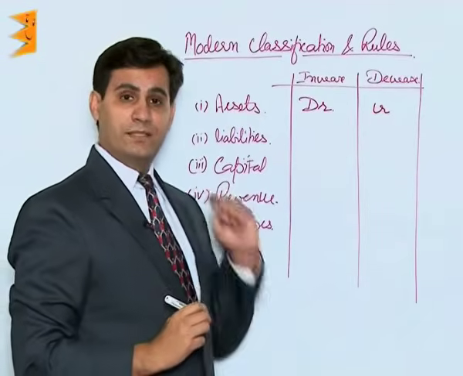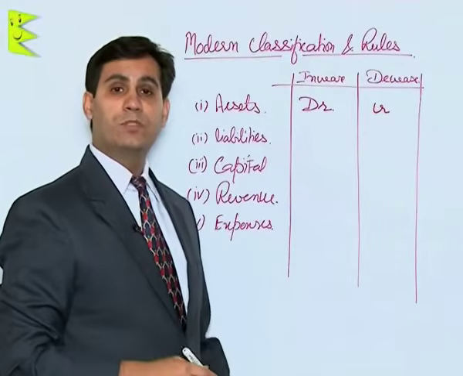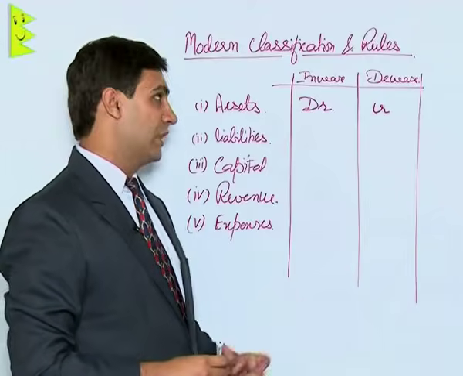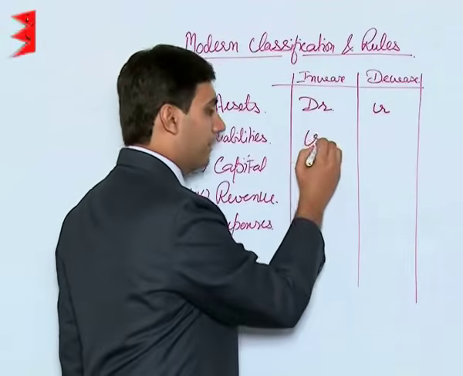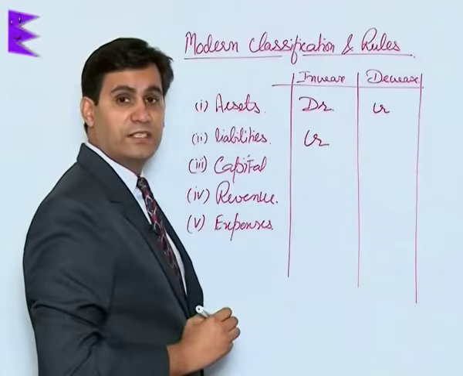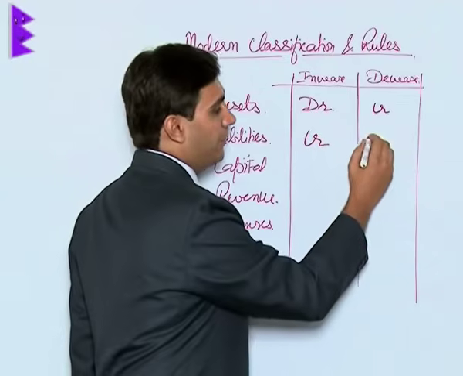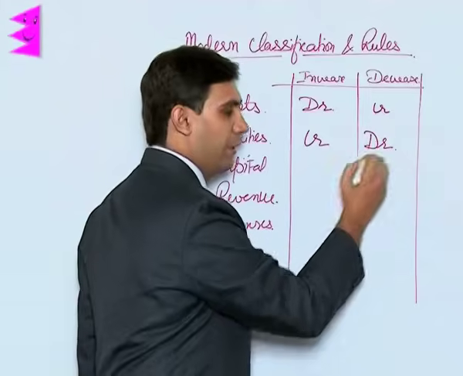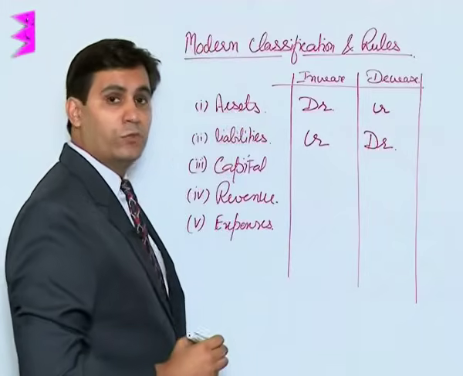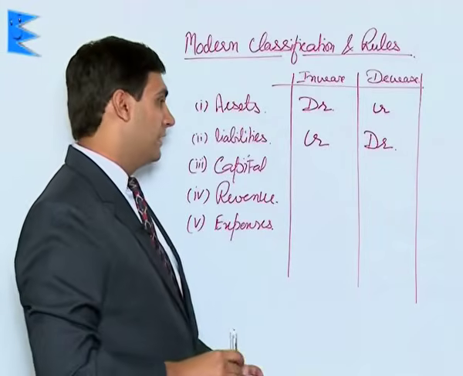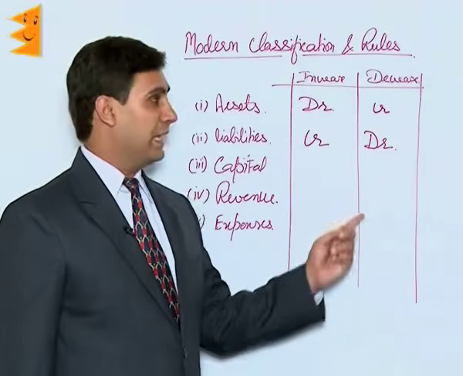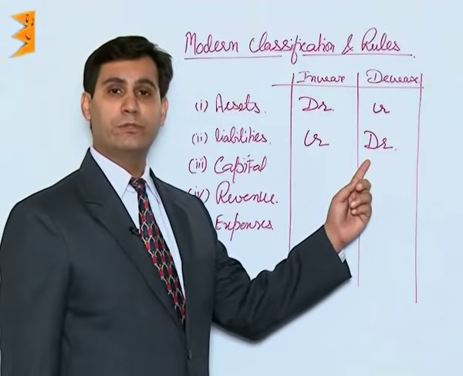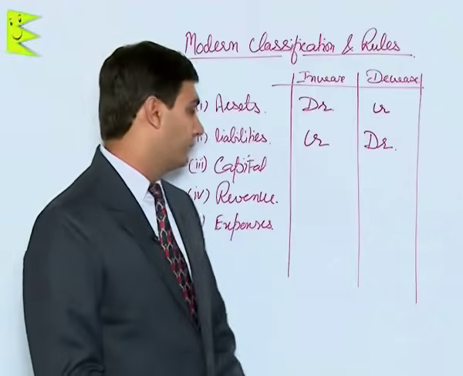Coming to liabilities. Liabilities are the amounts payable. Now students, if the liabilities increase, then they must be credited. And if there is a decrease in liability, then the liability account should be debited. So the rule for liabilities is, if there is an increase in liability, it must be credited, whereas any decrease in the amount of liability should be debited.